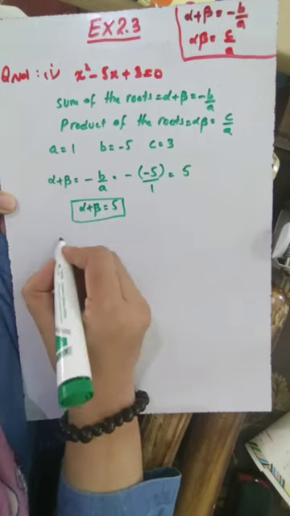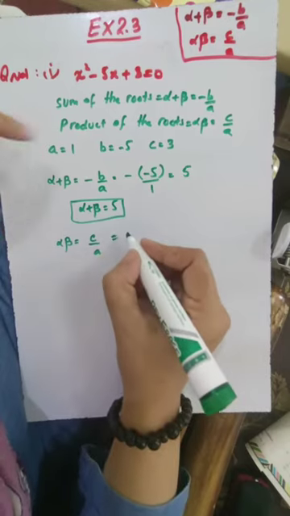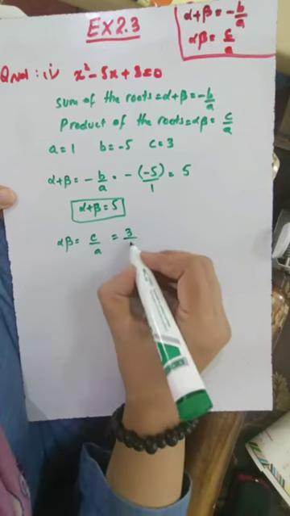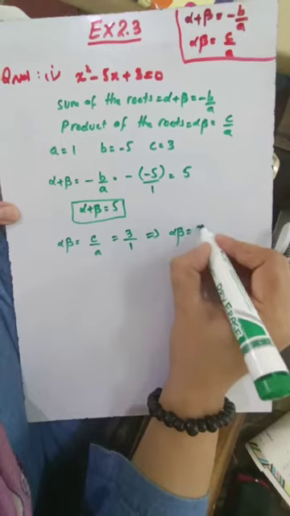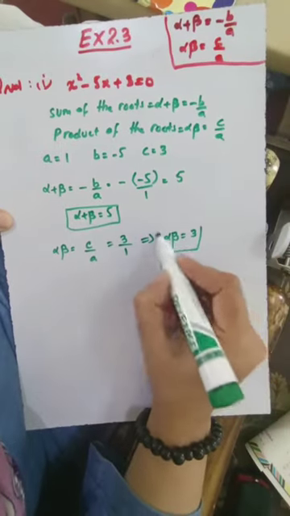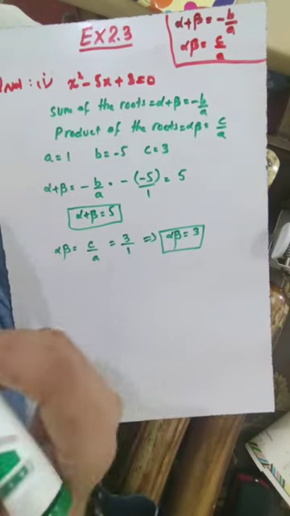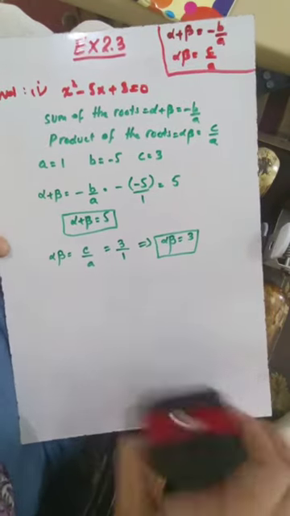And they want us to find the product also, which we know is equal to c over a. Over here c is 3, the coefficient of x raised to power 0, and a is 1. So alpha into beta is equal to 3. This is the product of the roots, and this is the sum of the roots of the given equation. This is how you solve question number 1, part 1. Now I am going to solve question number 1, part 5 for you, and then it will be enough for this question.